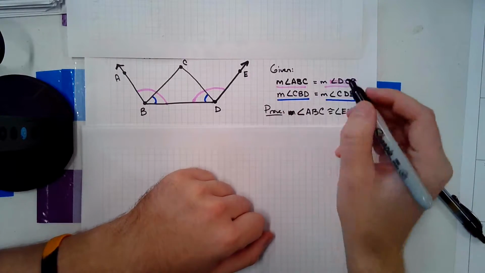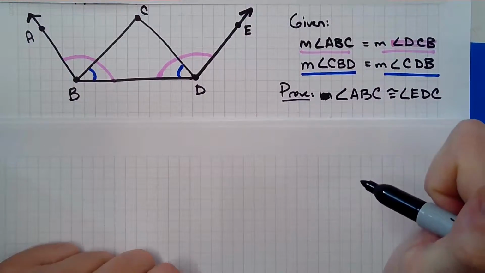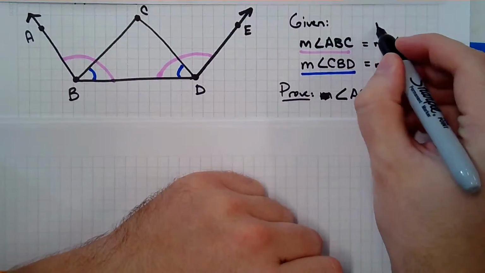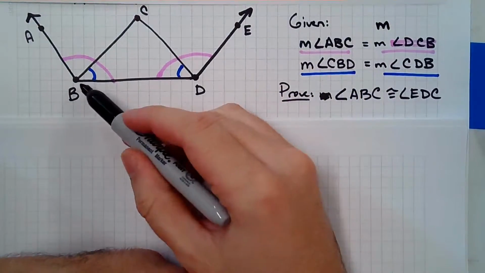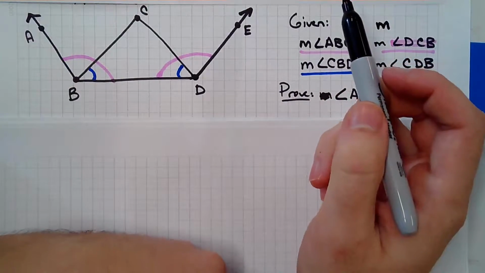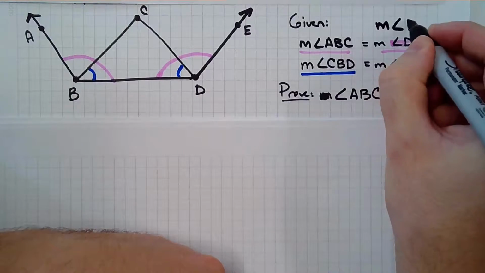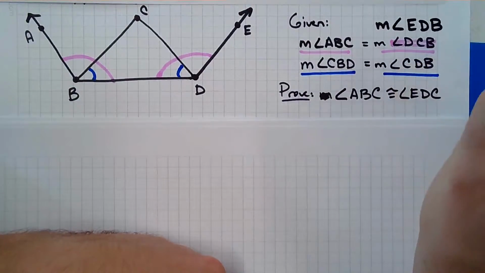Yes, Autumn. Can you make that bigger? I can. Thanks. How about that? What are we going to call this angle? Oh, come on. Give it a name. EDB. Sounds good to me. That's what they give us.